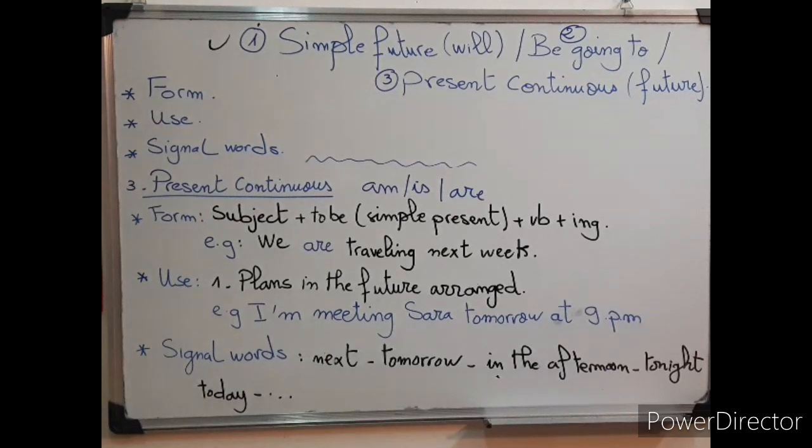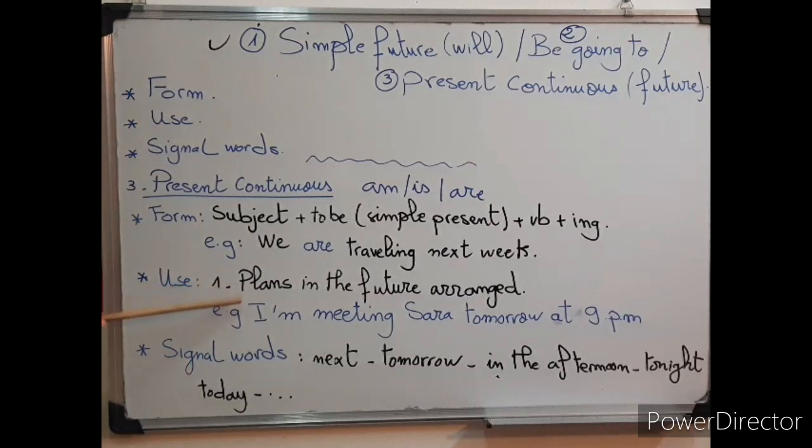For the negative: we are not traveling, he is not traveling, I am not traveling. For the question: are we traveling next week? Am I traveling, or are you traveling, or is he traveling, and so on. I hope that the form is quite clear. As I told you before, there is a video about the form of present continuous, the use, etc. Let's see now when we use it to express future.